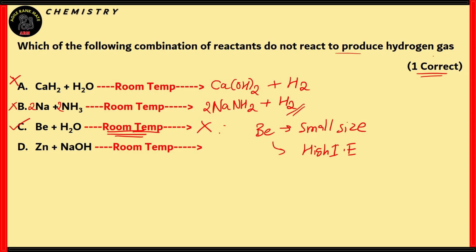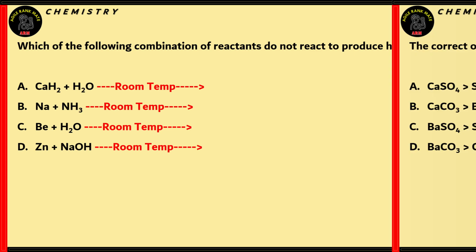Let's look at option D. Zn plus NaOH would give Na2ZnO2 plus H2. Here also hydrogen gas is produced, so option D is incorrect. So option C is the correct answer for this question.